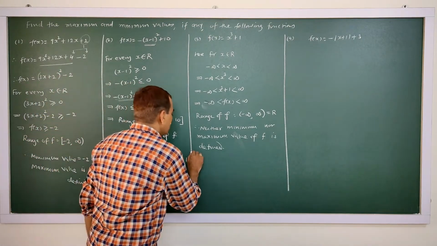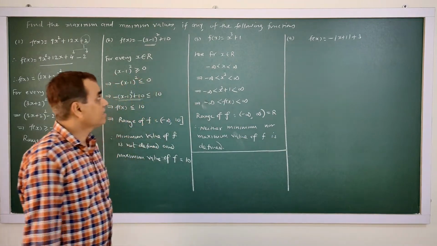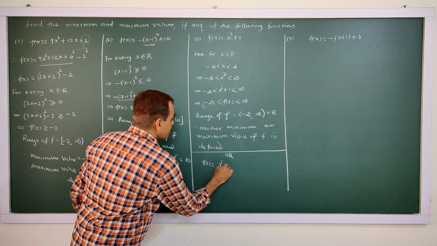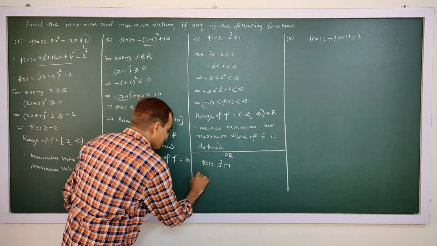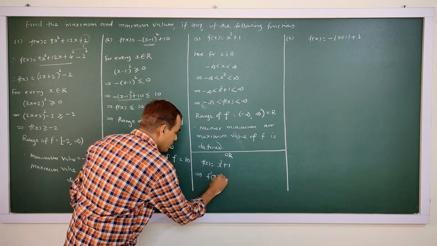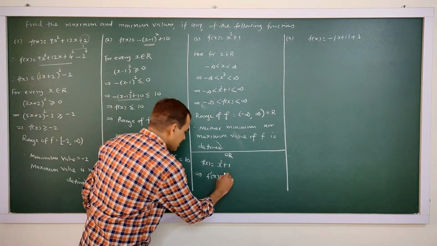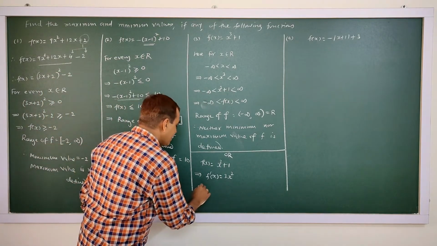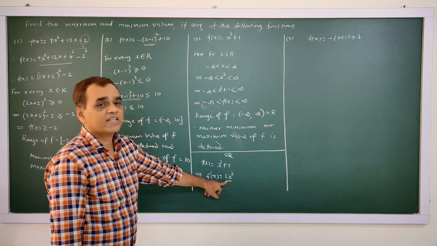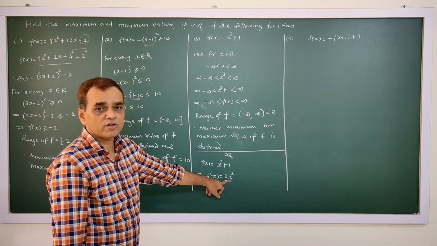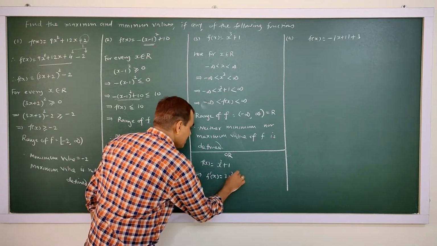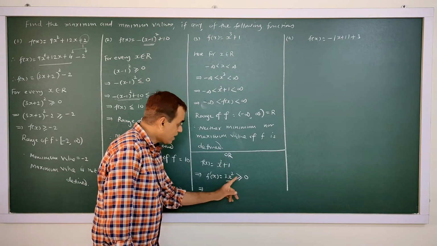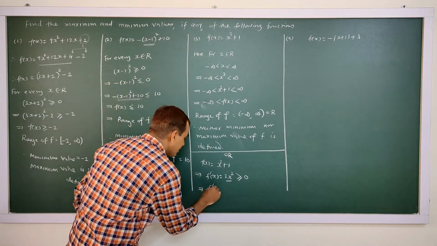So this question we can also understand this way. Here f(x) is x³ + 1. If you check its derivative, f′(x) is 3x², and 3x² is always greater than or equal to 0. X is any real, so 3x² is greater than or equal to 0. So f′(x) is greater than or equal to 0.